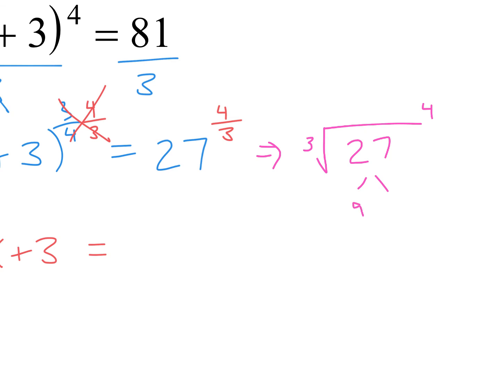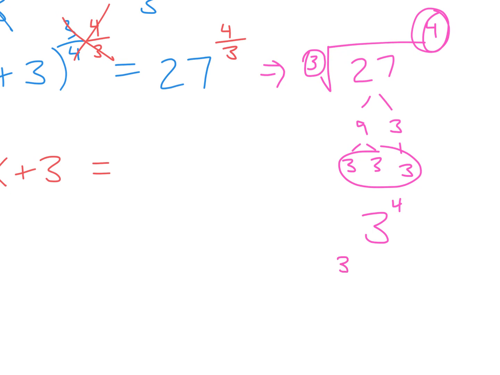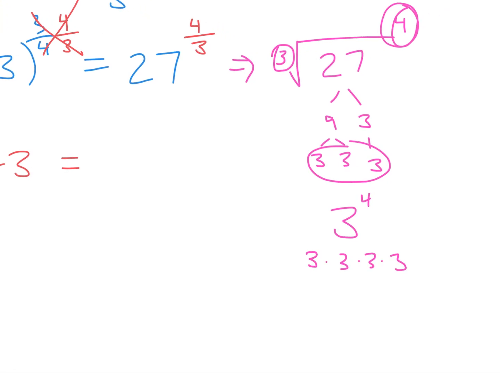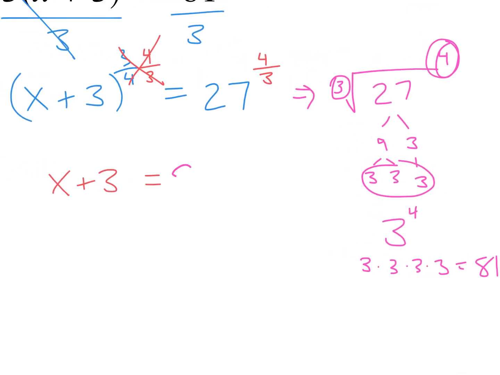9 and 3. And what are factors of 9? 3 and 3. So we have 3, 3, and 3. We're circling groups of what? 3. Groups of 3. So we can take out a 3, and what's our exponent on that 3? 4. So 3 to the 4th power is 3 times 3 times 3 times 3, which is what? 81. Awesome.